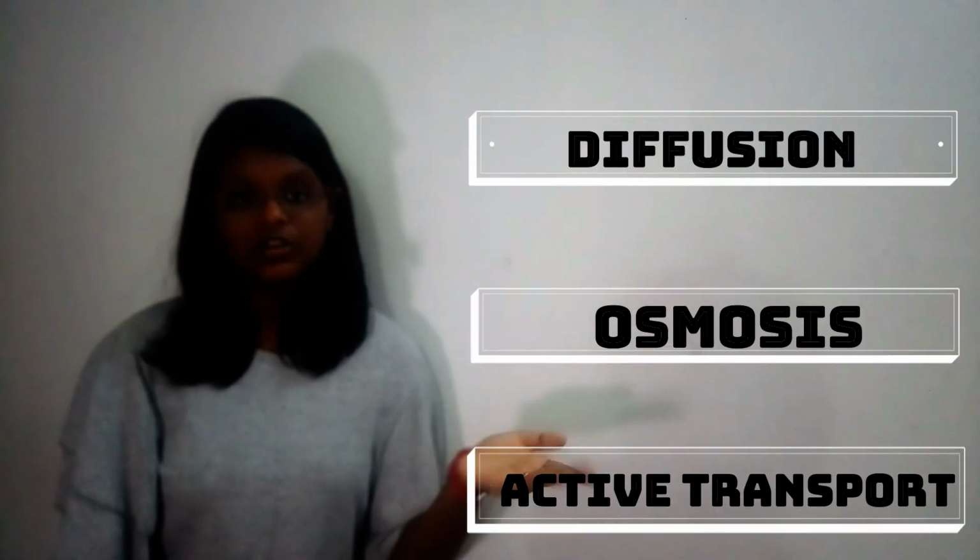Today we'll see why we get wrinkles on our fingers. For us to understand it better, we should dive a little deep into science. Not just science, but diffusion, osmosis, and active transport. You may be thinking, what are those?